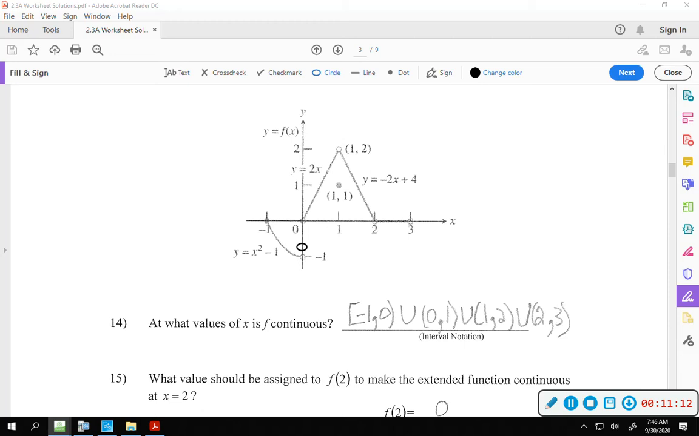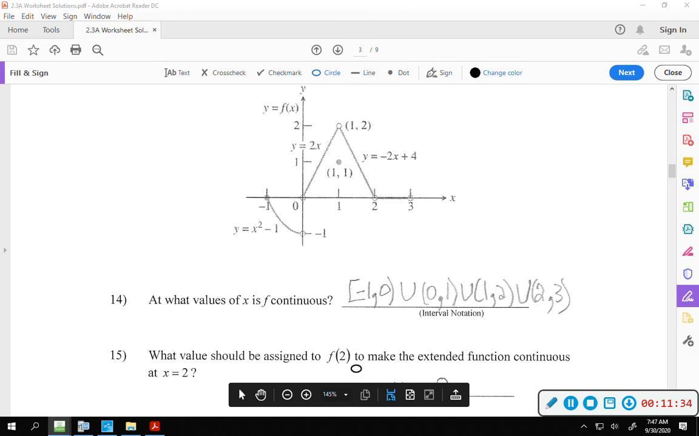To 0, it's certainly not continuous at 0. We have a jump discontinuity at 0, so that's been eliminated. 0 to 1, 1 to 2, 2 to 3. Notice it is not continuous at 3 because of this open circle here. What value should be assigned to f at 2 to make the extended function continuous at x equals 2?